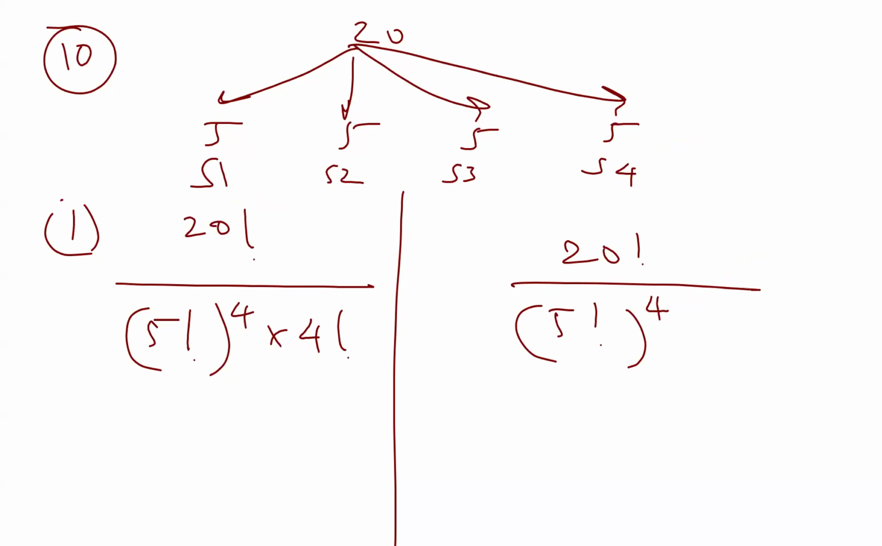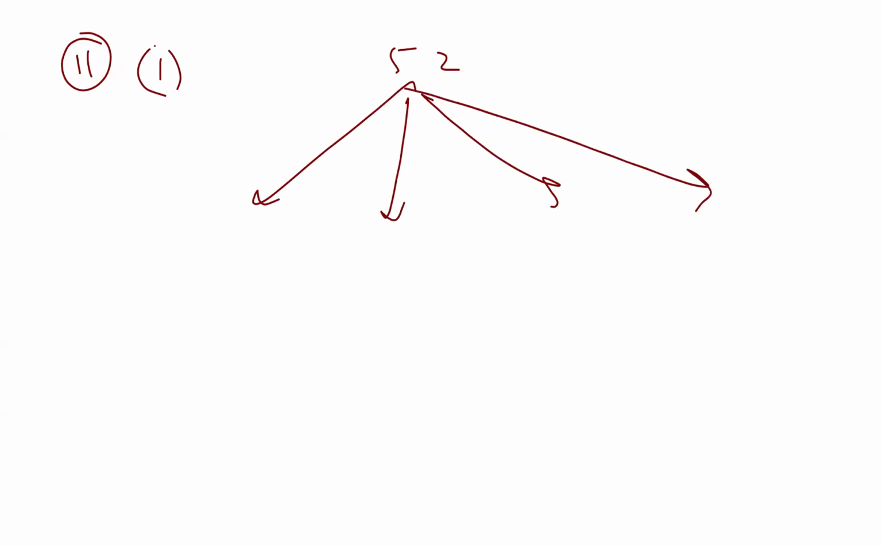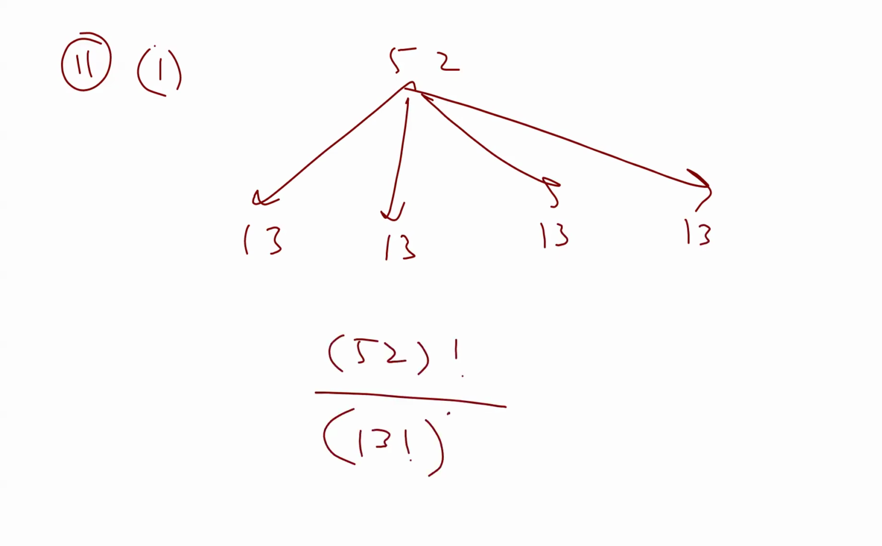Let's go to question number 11. In how many ways can a pack of 52 cards be divided equally among 4 players? Now this is distributed to 4 players. So this is given to 4 different players, 13 to each player. So this is distribution. 52 factorial upon 13 factorial raised to 4. Correct?